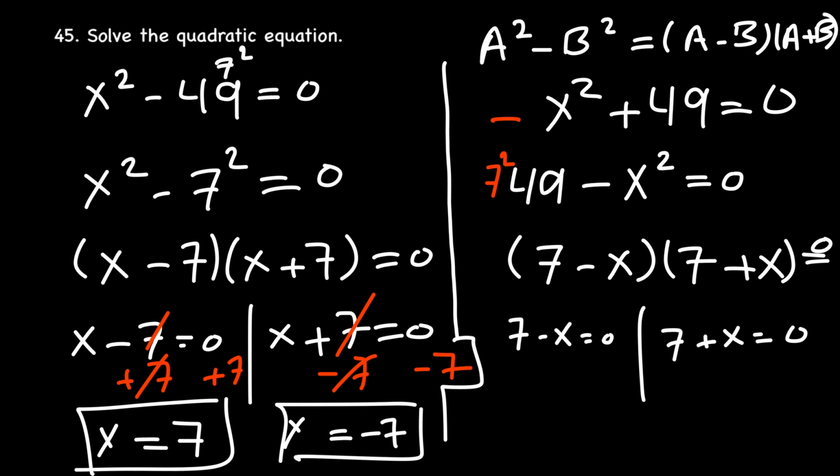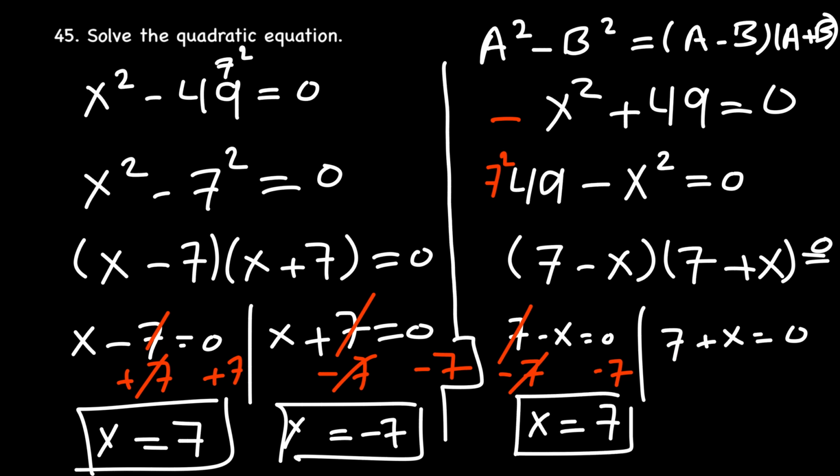So I will minus 7 from both sides. So these will cancel out. So in this case, x equals 7. Now for this expression, which is 7 plus x equals 0, I will have to minus 7 from both sides. These will cancel out. So in this case, x equals negative 7.